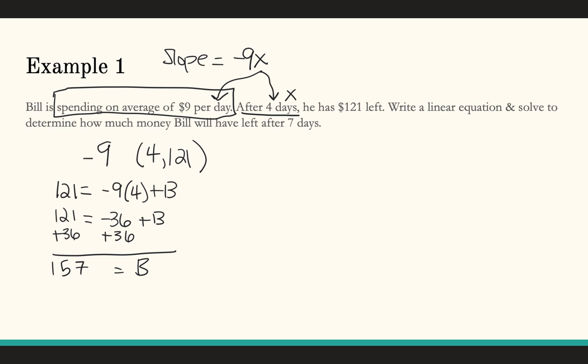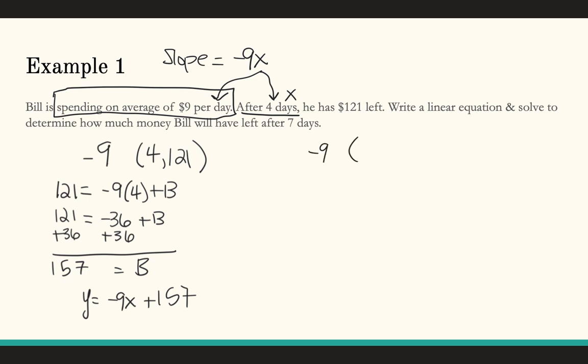Okay, so what we need to do here is put in what we know from our slope and our b into our equation. Our slope is -9, and he starts off with here $157. Okay, so moving forward, in a minute, we'll use this equation to answer the question, how much money will Bill have after 7 days?